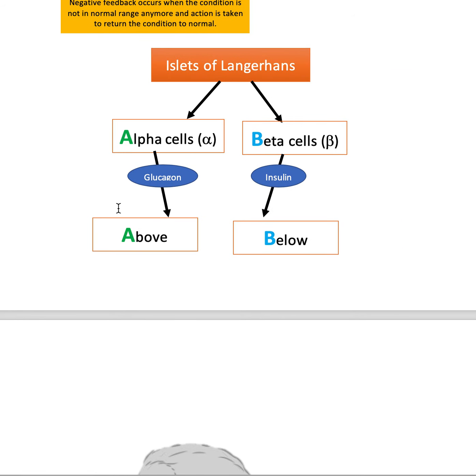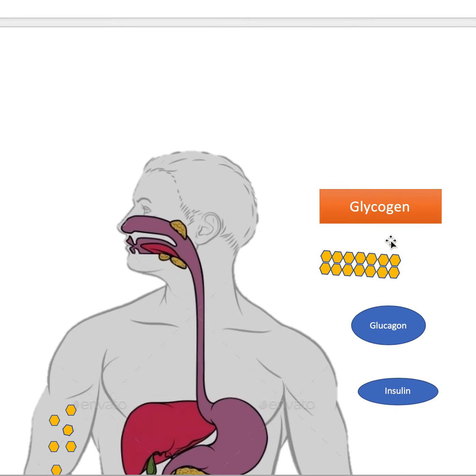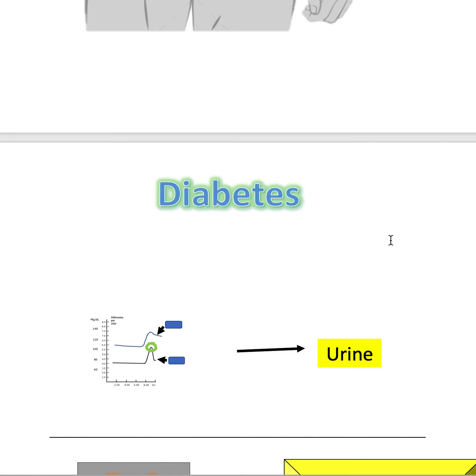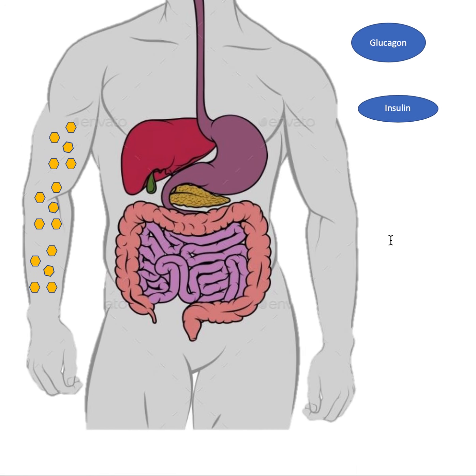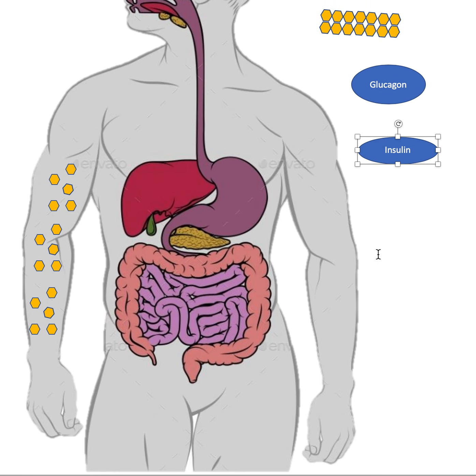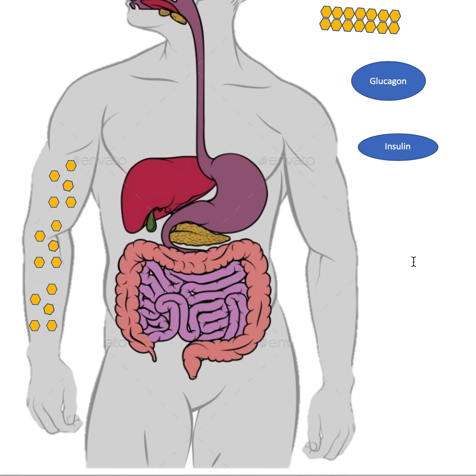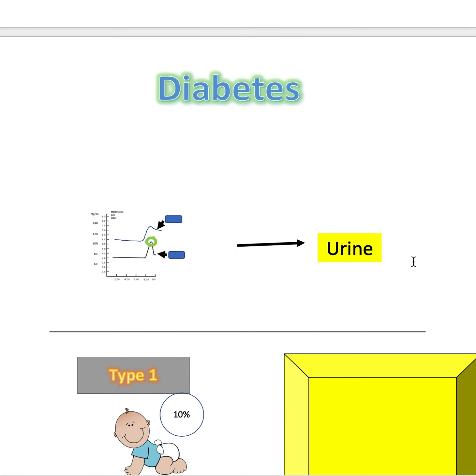And I hope this helped. The A and the B, remember it like this. It's much easier than to try and memorize it. Okay, so next we go into diabetes. So this whole process that I just explained is what happens in a normal person to control the blood glucose level. Now what happens if you're a diabetic?